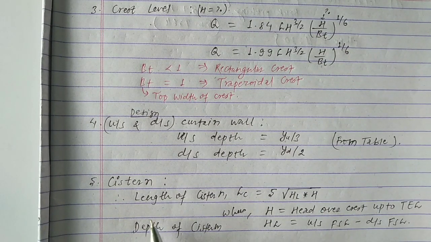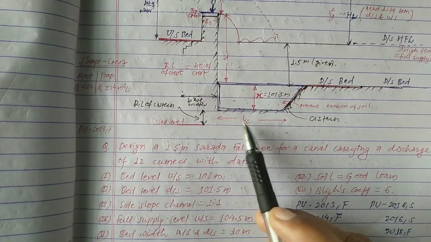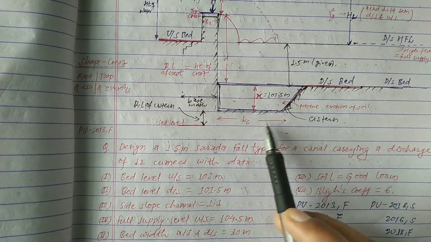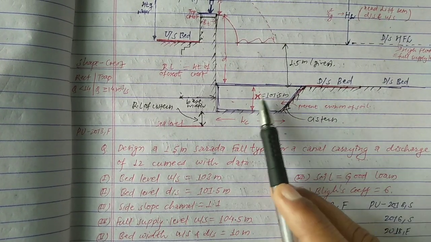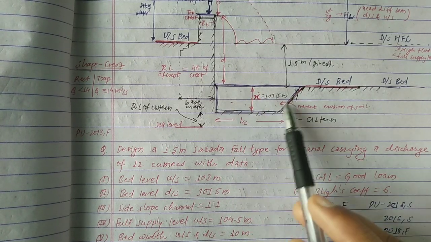Okay, for this we use the length of cistern, that is the value of LC equal to 5 HL into H. So I already discussed the length of cistern is taken as this LC. Okay, from here to here, this is the length of cistern, and this is called a cistern.